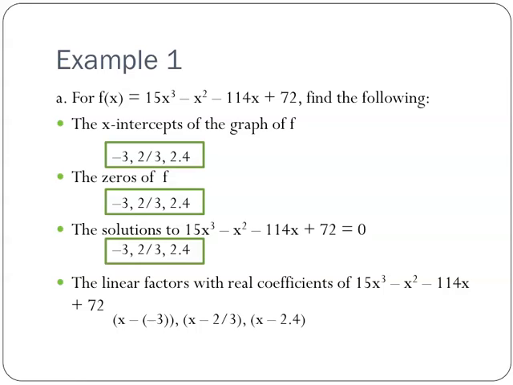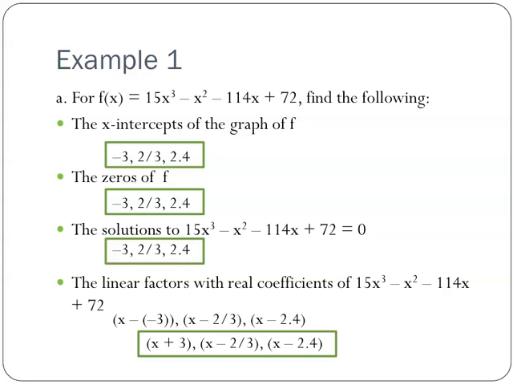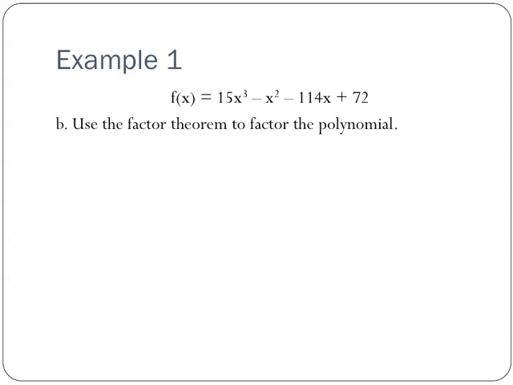So this is x plus 3, x minus 2/3, and x minus 2.4. Those are the linear factors of this polynomial. And now for part B, you need to factor the polynomial using the factor theorem. The factor theorem is just saying, if you know that certain things are factors, you can plug them in and you will get 0 for the remainder.